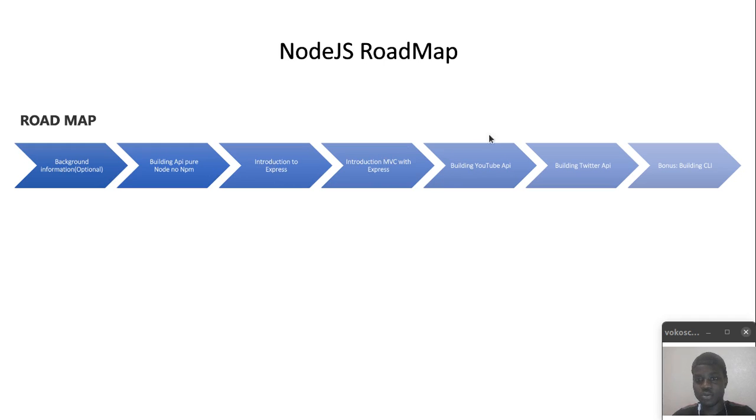Thereafter, once we're done with all these four, we should be ready to build an API. So we're gonna build a YouTube API and also a Twitter API. And the bonus for you guys, we're gonna be building a CLI, which is a command line interface. So this is the roadmap that we'll be having for our Node.js tutorial series.